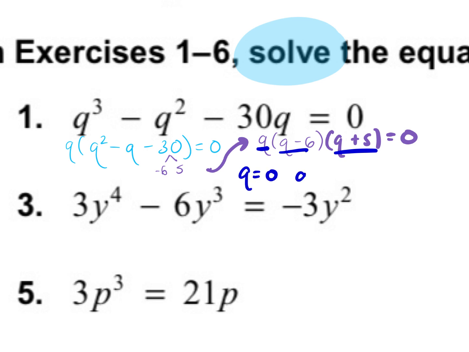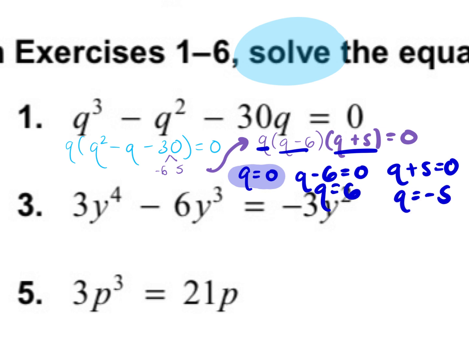Q equals 0. Q minus 6 is equal to 0. And Q plus 5 is equal to 0. So Q is equal to 6. Q is equal to negative 5. And Q is equal to 0. Yep. We have 3 answers there. So if you wanted to, for the answer, you could say Q is equal to 0, 6, negative 5. That would work too. You don't have to.